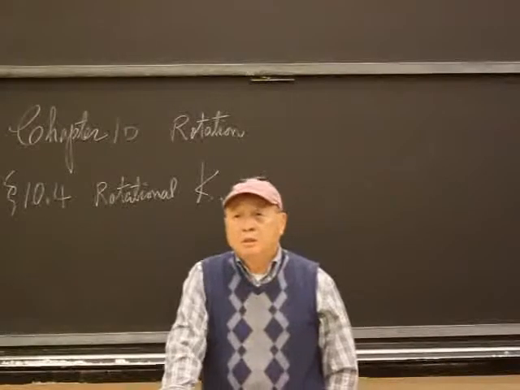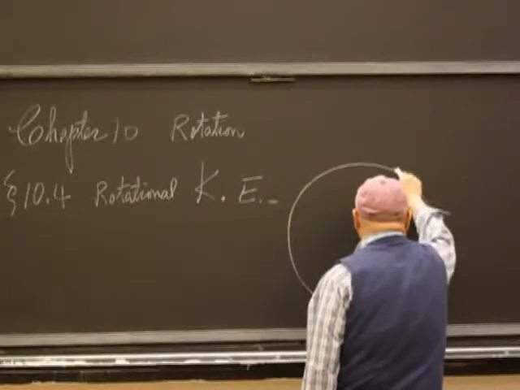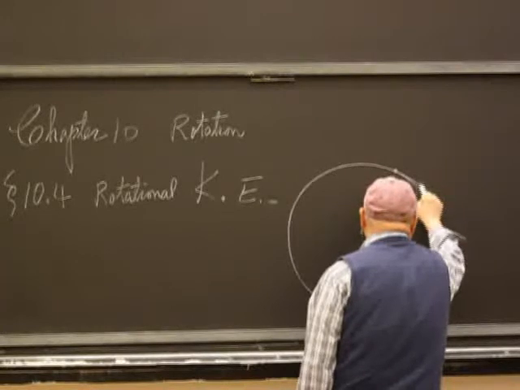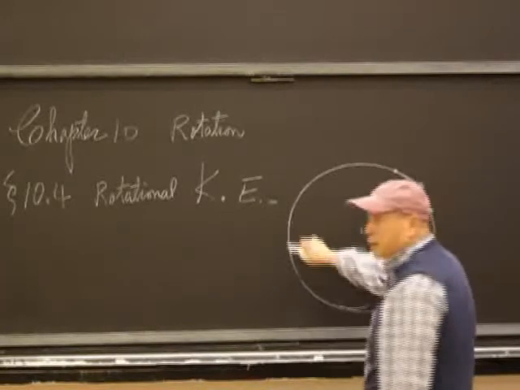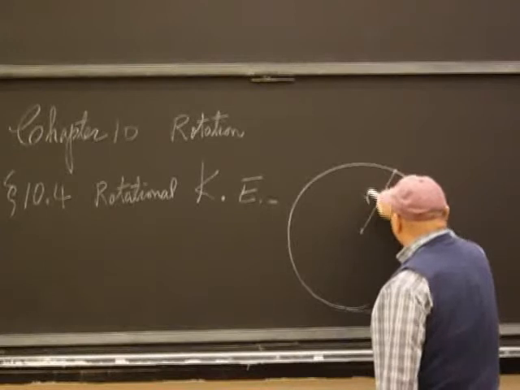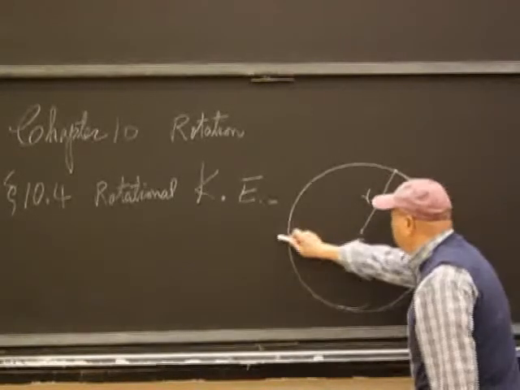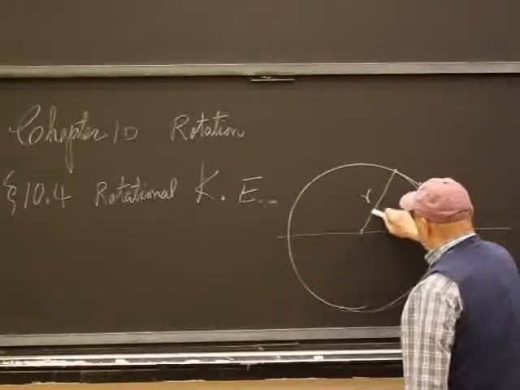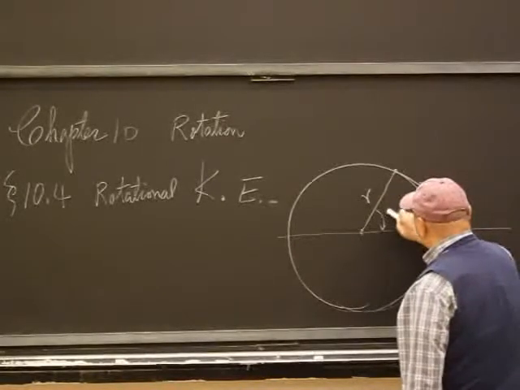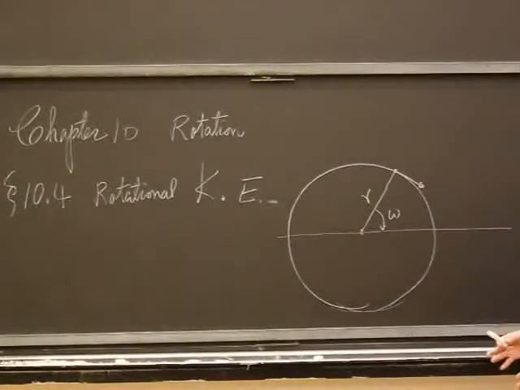Circle. So this part in here, it rotates around here. So this is R. And here is an angular speed, in which case it is rotating at the speed omega. So we'd like to consider the kinetic energy involved in here.